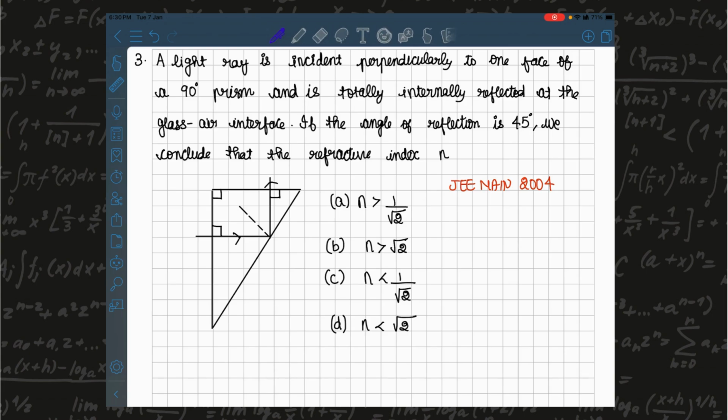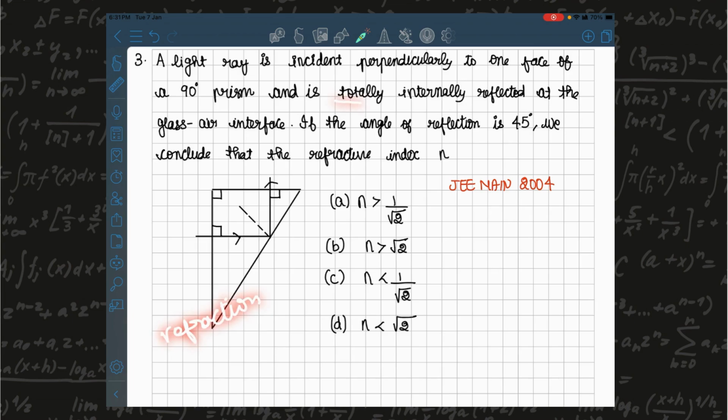So they are saying that there is a 90-degree prism. So the 90-degree prism is here and there is a light ray which perpendicularly goes into the 90-degree prism, as you can see here, and it is totally internally reflected. So totally internally reflected in the sense this one goes, you know that whenever a light ray passes through glass from a rarer medium to a denser medium, there occurs refraction, right?